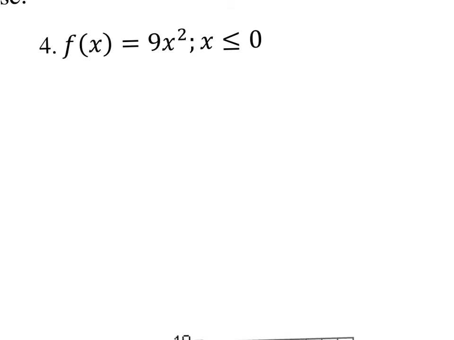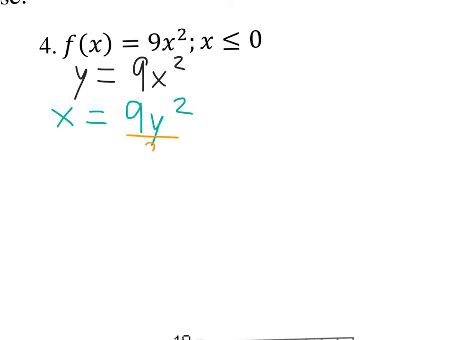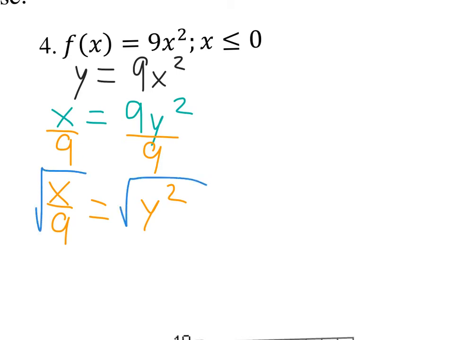f of x is equal to 9x squared. Y is equal to 9x squared. Swap our x and our y. X is equal to 9y squared. Divide both sides by 9. X over 9 is equal to y squared. We get rid of that squared value by taking the square root of both sides.